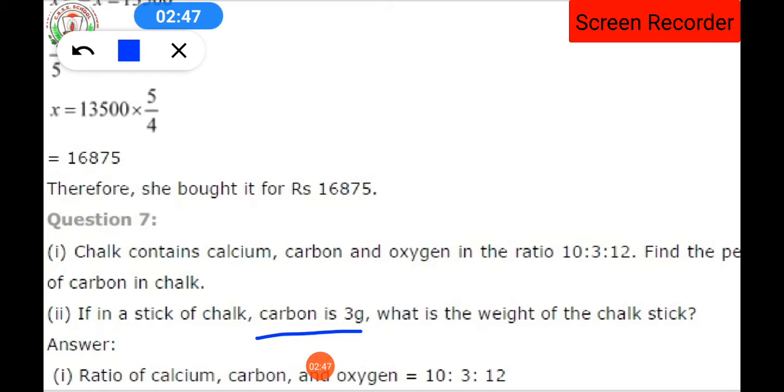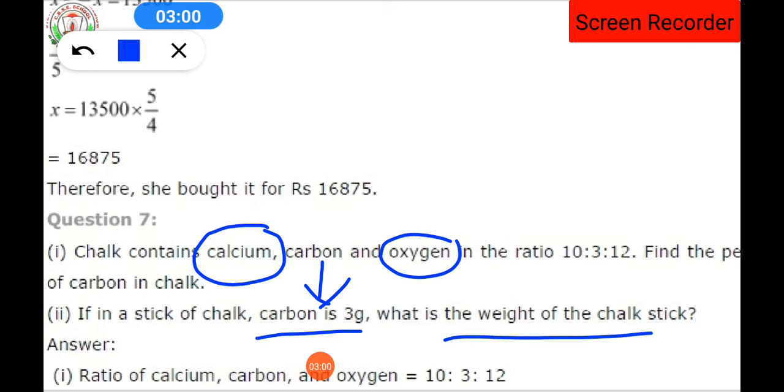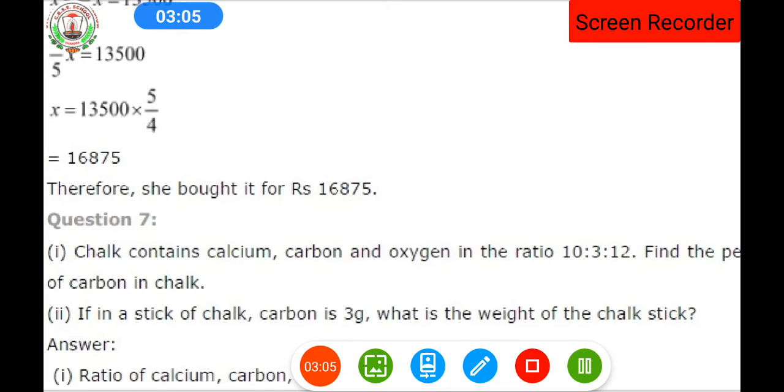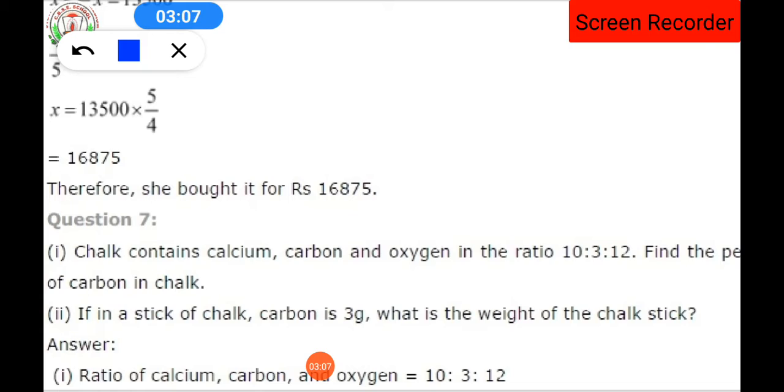Here the grams of calcium and oxygen are not being given, only it is given that carbon is present in a chalk stick 3 gram. So what will be the weight of a chalk stick? Clear? So dear students, in order to solve the A part of the question, we are going to convert all the three ratios, 10:3:12. This is the ratio of what? Calcium, carbon and oxygen, isn't it?